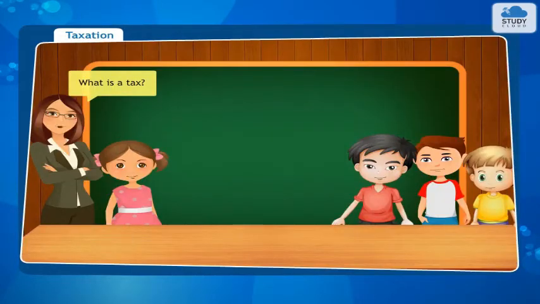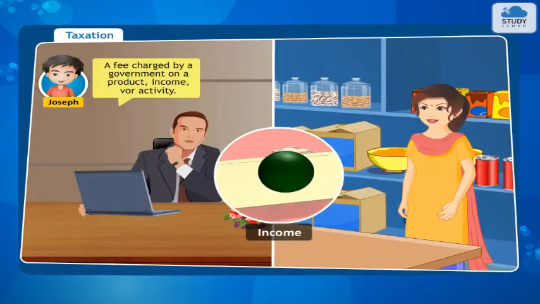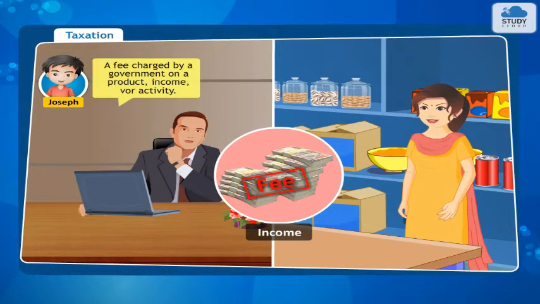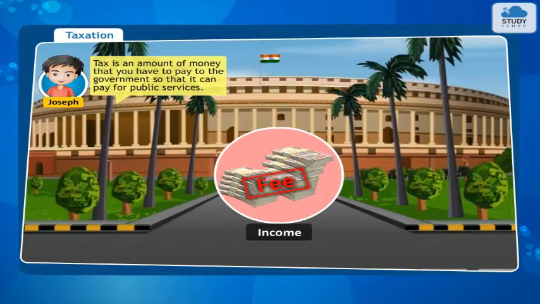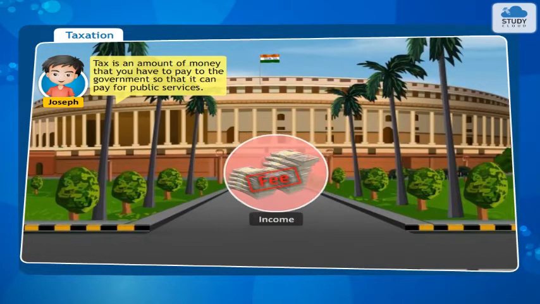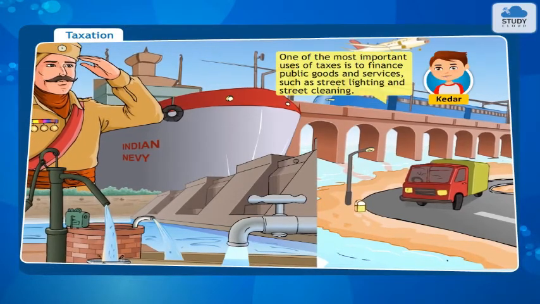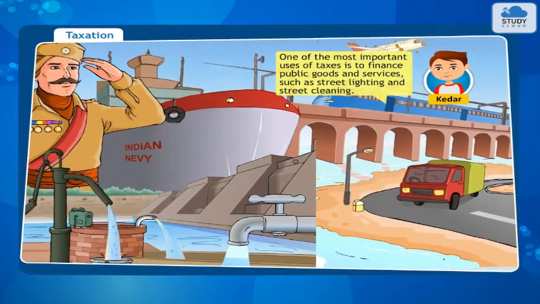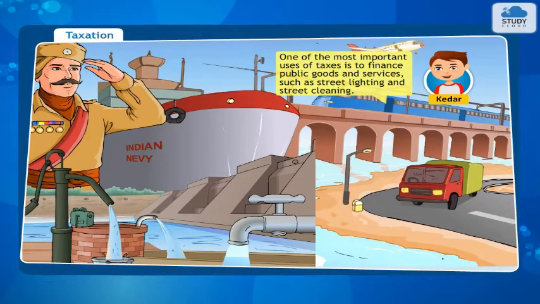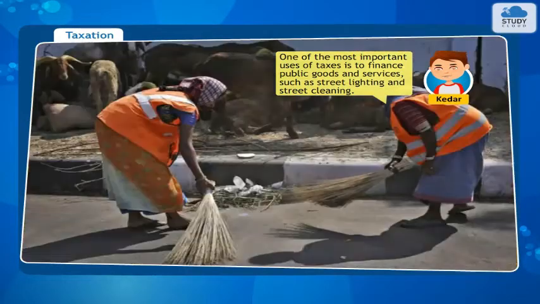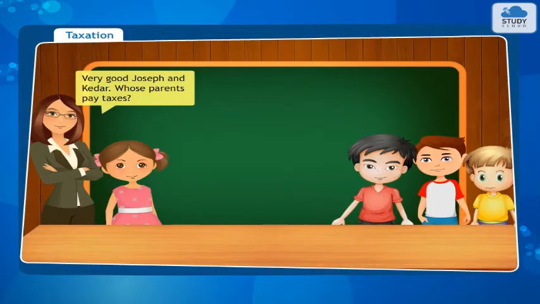What is a tax? A fee charged by a government on a product, income, or activity. Tax is an amount of money that you have to pay to the government so that it can pay for public services. One of the most important uses of taxes is to finance public goods and services such as street lighting and street cleaning. Very good, Joseph and Kedar.